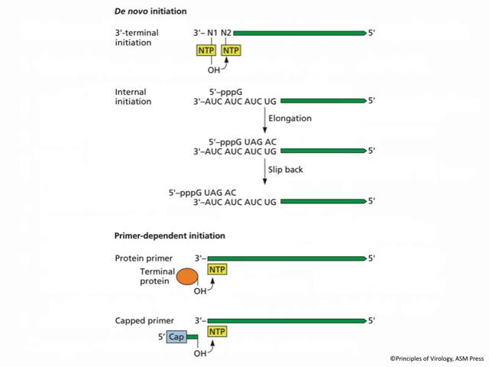So here are some examples of priming, just to get you thinking about how that works. We have it divided into de novo initiation. De novo simply means new, without a primer. You don't need a primer, and primer dependent.